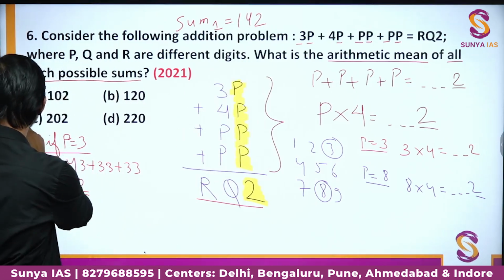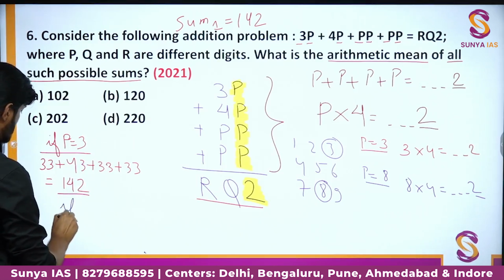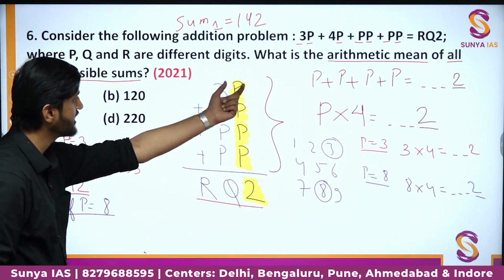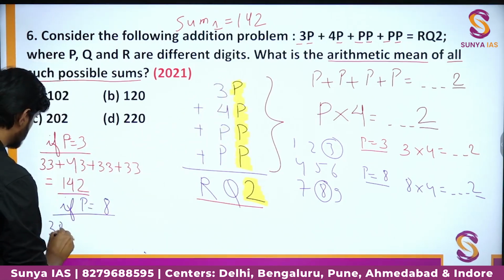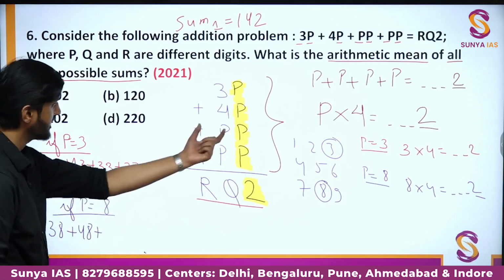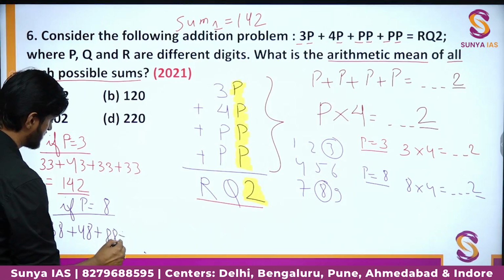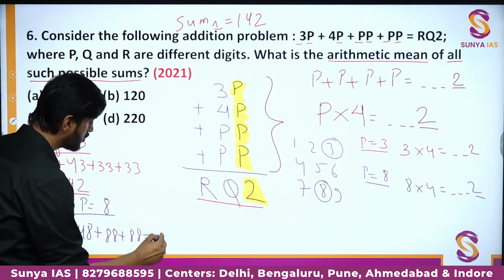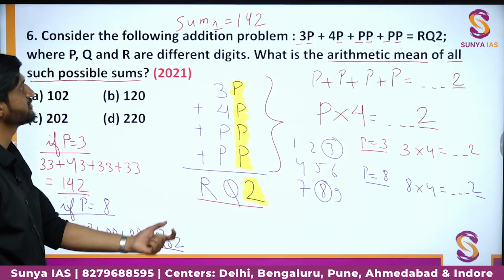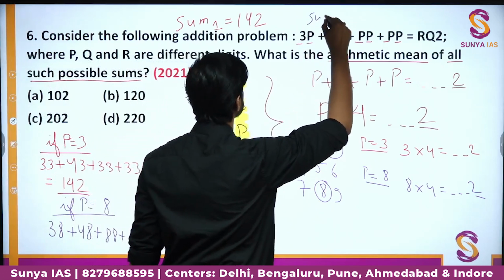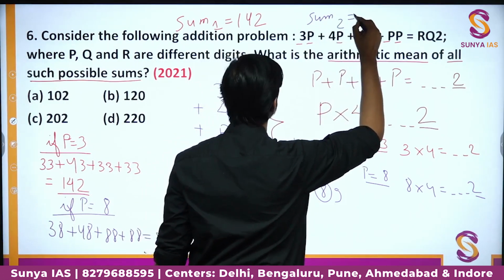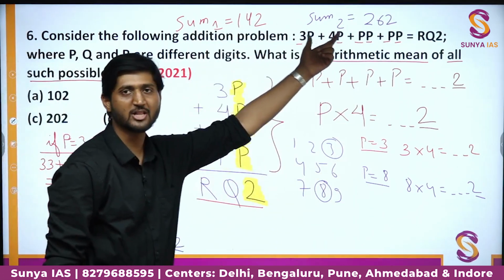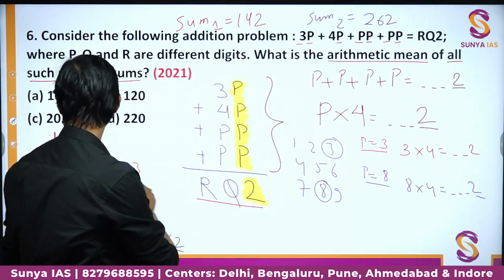Similarly, if we take the value of P as equal to 8, we get the sum as 38 plus 48 plus 88 and 88. When we take this case, the sum comes out to be 262. So the other sum, sum 2, comes out to be 262. What we have to do is find the arithmetic mean of all the possible sums. There are two possible sums, and we just take their mean.